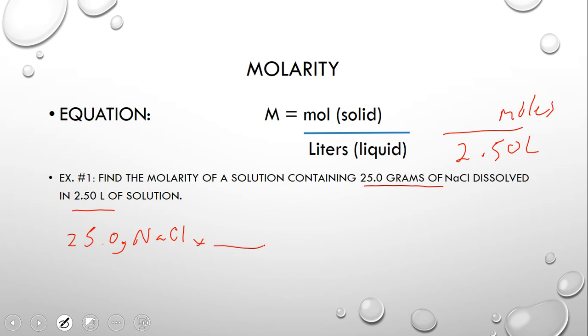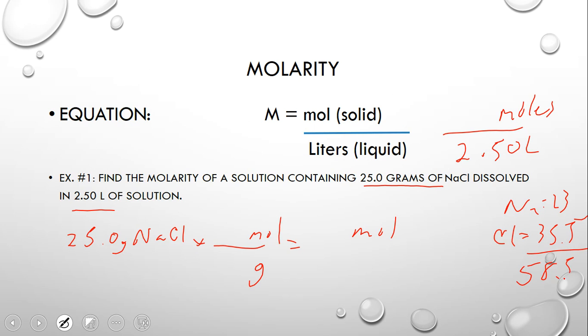And we need to get that from grams to moles. And we do that by going to the periodic table, and we get that gram to mole relationship. So sodium is 23 and chlorine is 35.5, and there's one of each of them. So we can add that up and we get 58.5, and that is the grams. So 58.5 is the grams from the periodic table, and the moles on the periodic table, that's 1 mole. 1 mole of sodium chloride will weigh 58.5 grams.